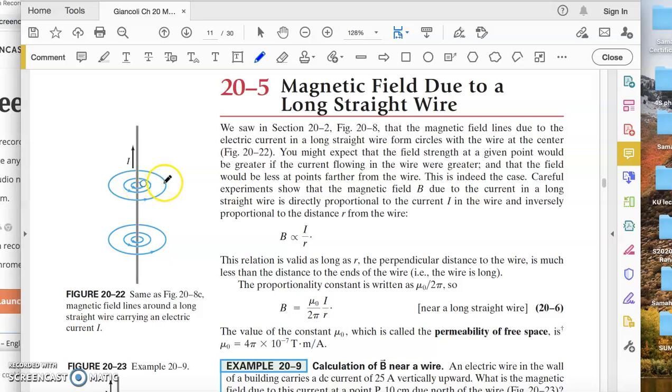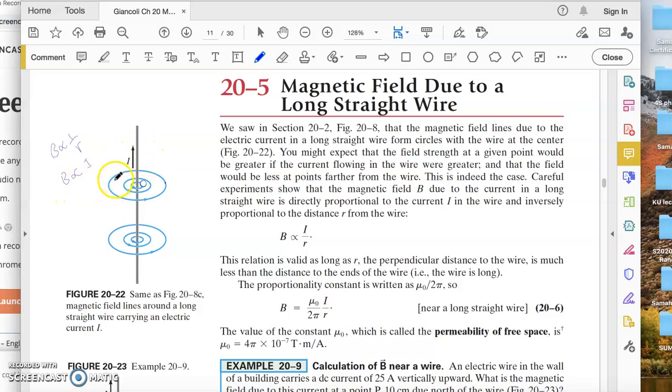The further you go from the wire, the weaker the magnetic field becomes. So for example, the magnetic field at this point will be stronger than the magnetic field at this point. That makes sense. The closer you are to the wire, the stronger the magnetic field is. So that gives us the conclusion that the magnetic field is inversely proportional to the radius of that circle. What about the current? The magnetic field is directly proportional to the current. The stronger the current, the stronger the magnetic field.